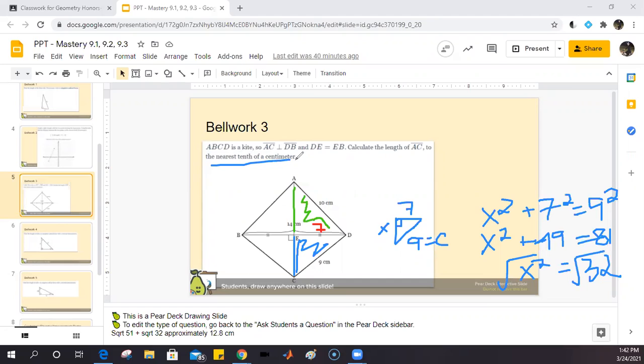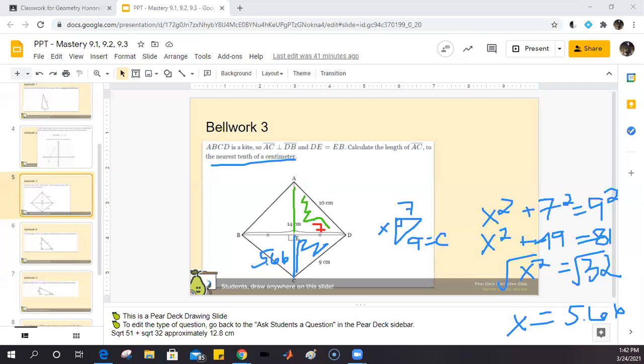What are we doing here? Nearest 10th of a centimeter. So I would leave 2 decimal places until the very end, and then we'll round. The square root of 32 is 5.66. Those are terrible numbers. Let's try that again. Do better, Atkin. There you go, 5.66. So that is the length from C to E.